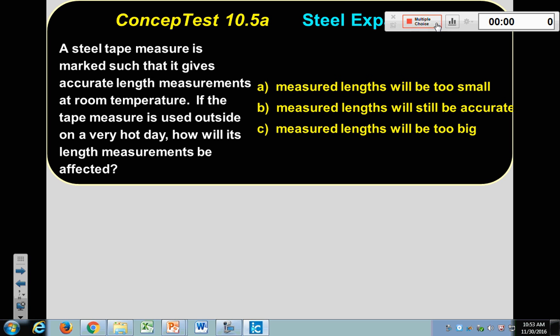Okay, a steel tape measure, I think we had a similar one to this, gives accurate length measurements at room temperature. If the tape measure is used outside on a very hot day, how will its length measurements be affected? We had a very similar question, but it was sort of the reverse. Here I have one that's made for room temperature, but then I use it outside on a very hot day at a hot temperature. How does that affect the length measurements? Are they too small? Are they still accurate? Or will they be too big?